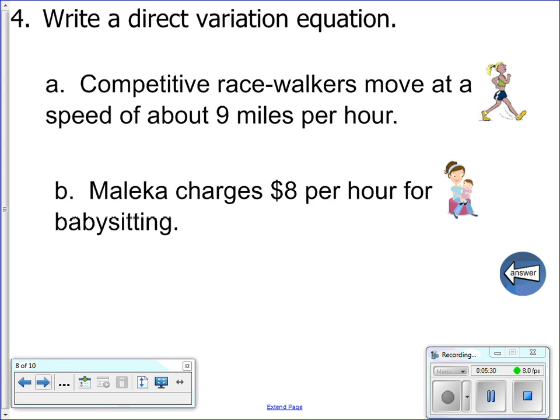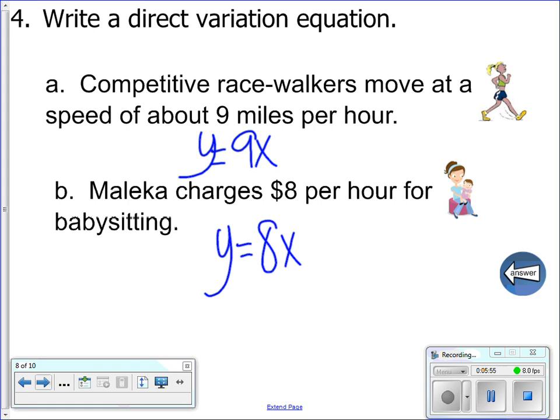Write a direct variation for the equation. Competitive race walkers move at a speed of about 9 miles per hour. So every hour, the competitive racer goes 9 miles. So my equation is going to be y equals 9x. Malika charges $8 per hour for babysitting. My equation is going to be y equals 8x.